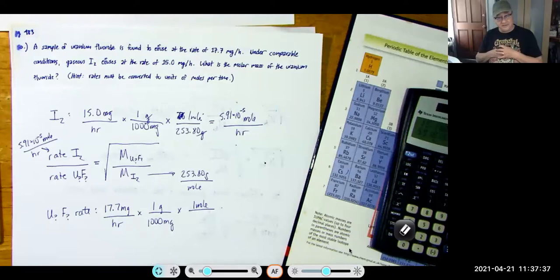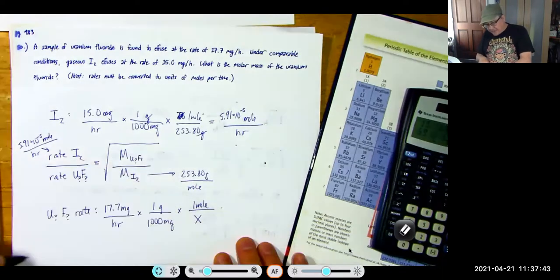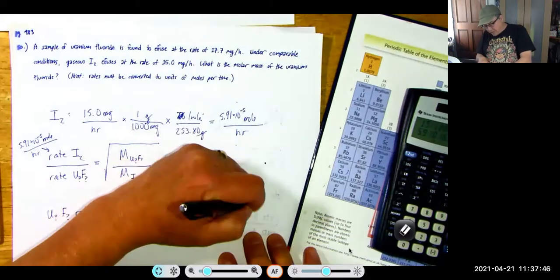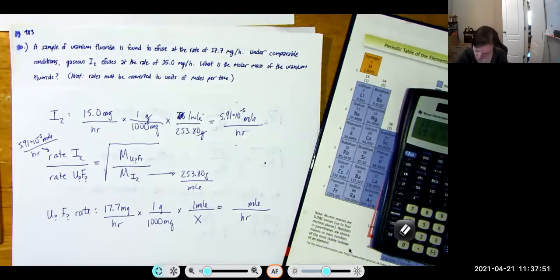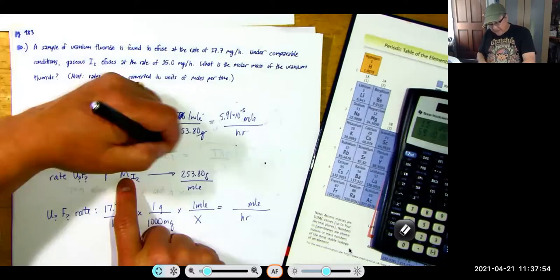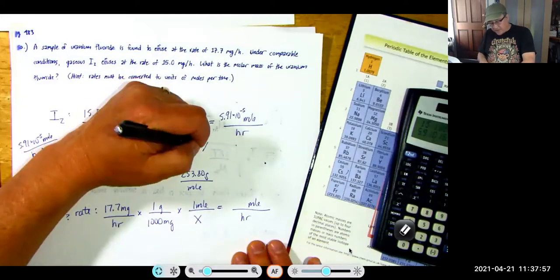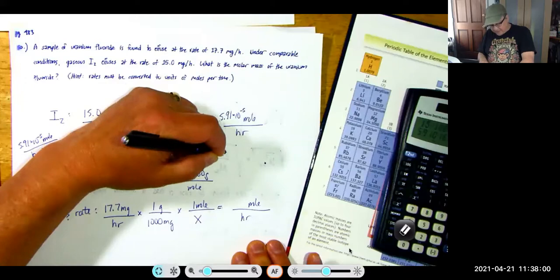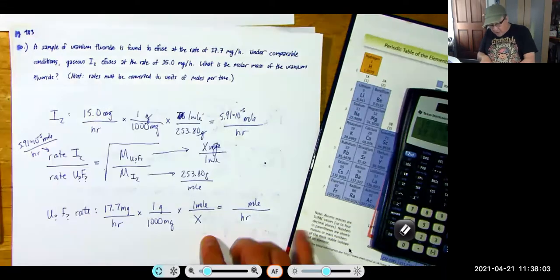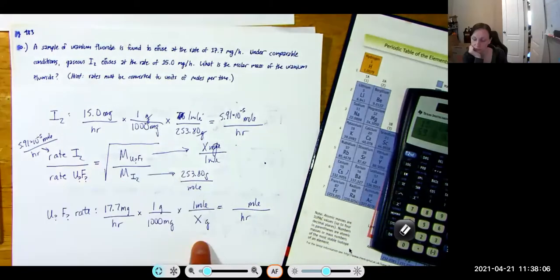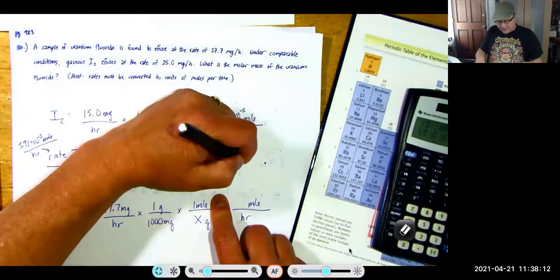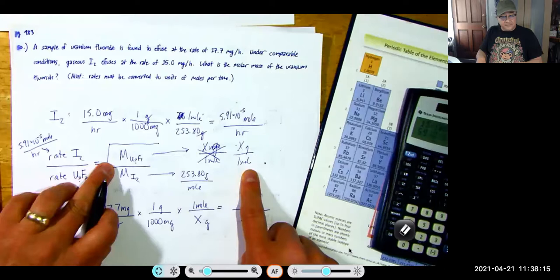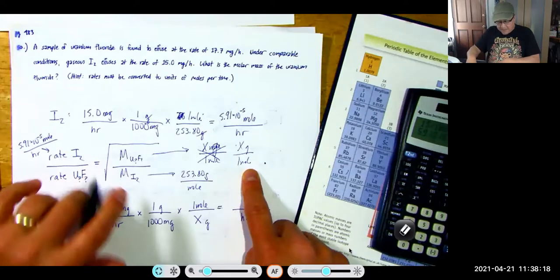We don't know, do we? No. Let's call it X, 1 mole per X. And that would give us the moles per hour. And that's what we want, right? Yeah. Well, here, what is this? This is X grams per 1 mole, right? This should be grams right here. This is X grams over 1 mole, isn't it? The molar mass?